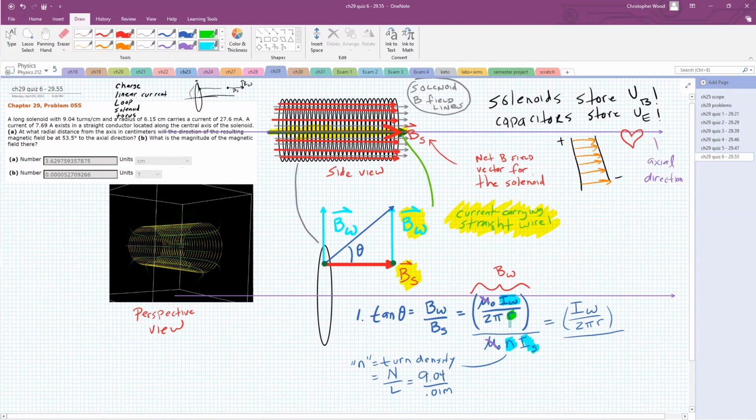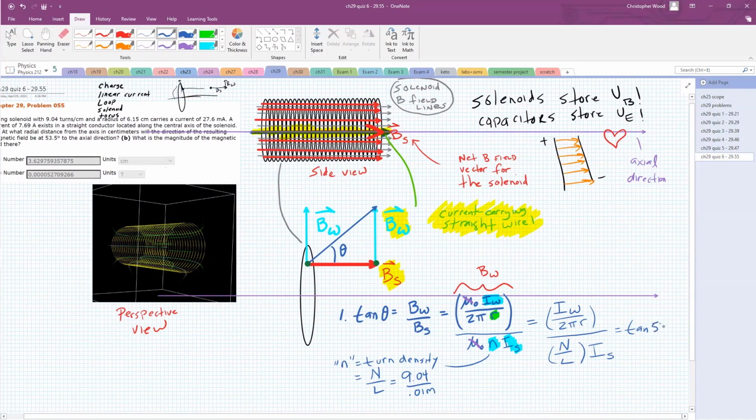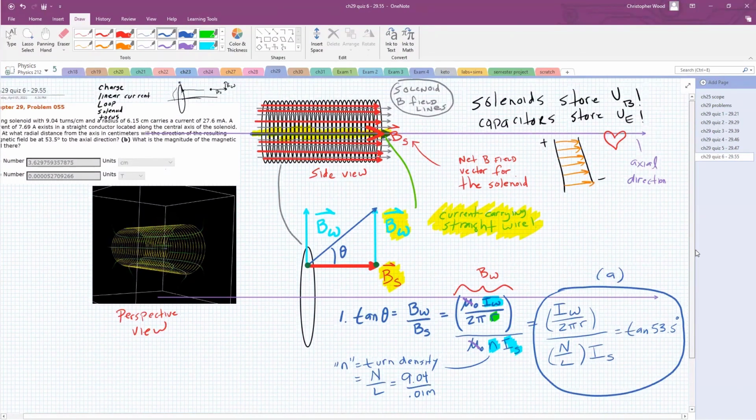Okay. So then over here, I guess this is just going to be N over L times I. So I'll just leave it like that. You know everything here. And again, for me, this is going to equal the tangent of 53.5 degrees. And that's the answer to part A. So this is completely set up for part A. So now you know where Probert needs to be standing.